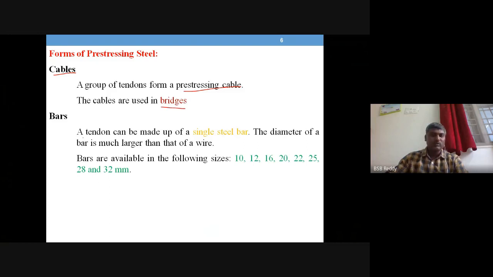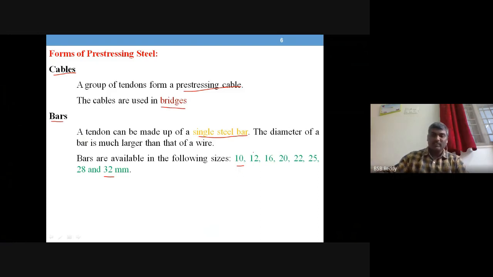Okay, so a tendon can be made up of a single steel bar. The diameter of a bar is much larger than that of a wire. Up to 8 mm, we call that a wire. From 10 mm onwards, we call them bars. But these are not just normal steel bars like the available high yield strength deformed bars. They are high strength steels.